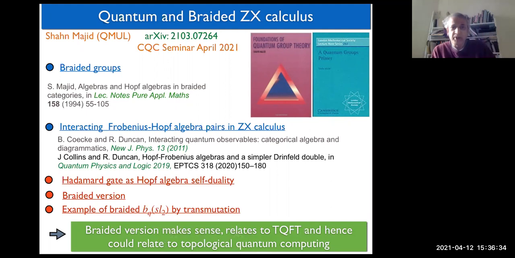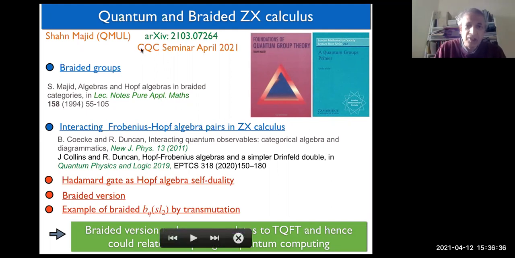So I've got one paper which is on the archive. That's this one, which is what I'll be talking about. Now, part of the background to this is a theory of Hopf algebras and braided categories. I call them braided groups. Admittedly, the name has not caught on, but anyway.